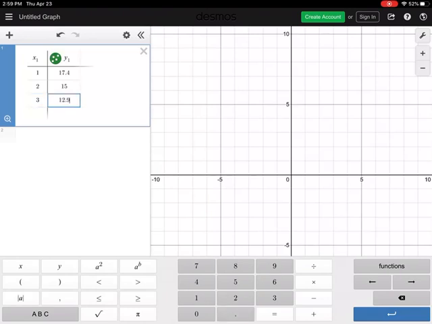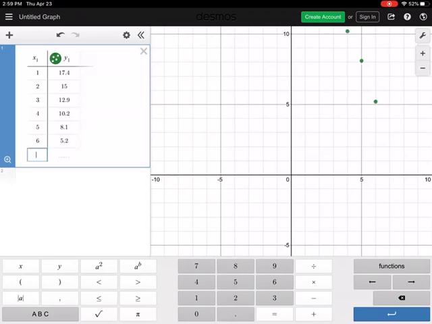Then 2, 15, 3, 12.9, 4, 10.2, takes a little time, 5, 8.1, oops, forgot the point, 6, 5.2, 7, 3. Okay, now you'll see that you don't see every single point.